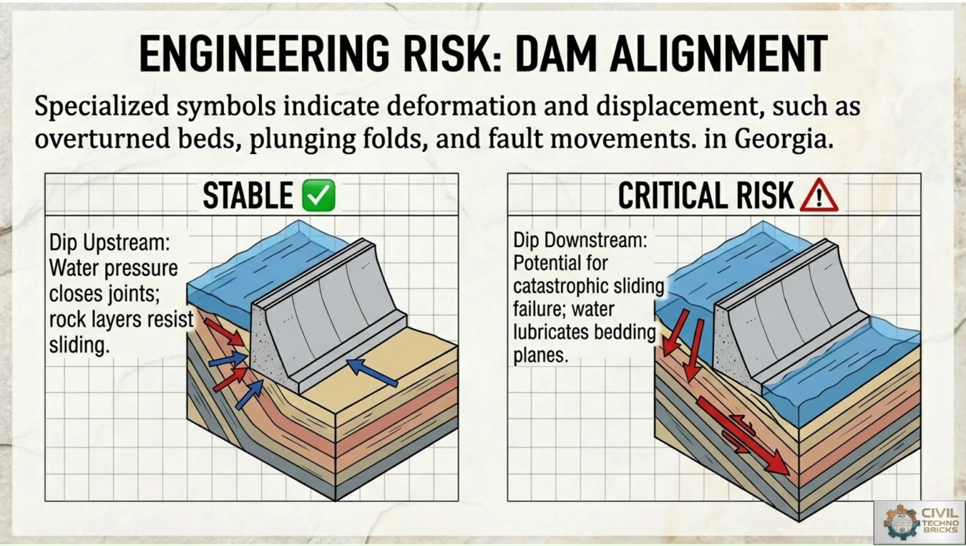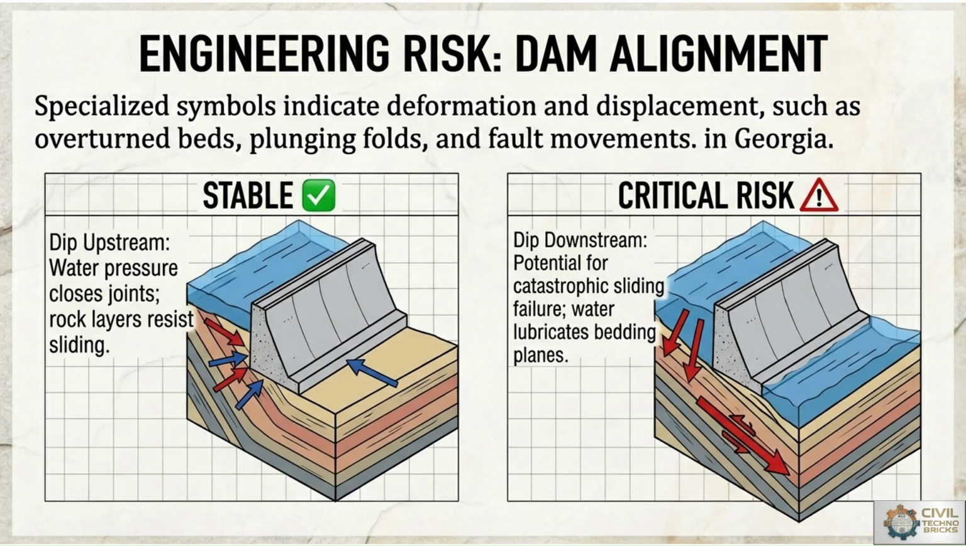Here the water is stored on the upstream side, but that water will percolate to the downstream side, and we may get an overturn effect. So deep downstream, there is potential for catastrophic sliding failure. Water lubricates bedding planes, just like leakages, or we can say seepage losses.